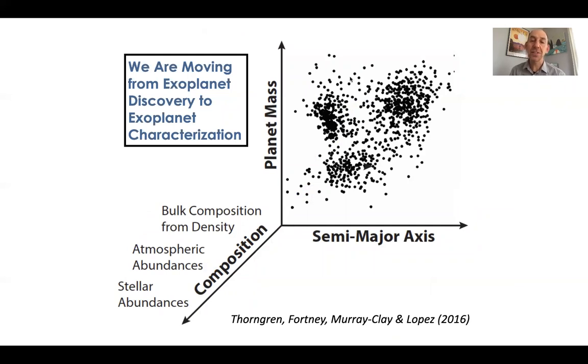So what we'd like to do for the hot Jupiter planets in the upper left of this diagram is not just know what their masses are and where they are, but understand their bulk composition from their density, which I just talked about, understand their atmospheric abundances, which we talked about in the first half of the talk, and compare that to stellar abundances for a better appreciation of planet formation.